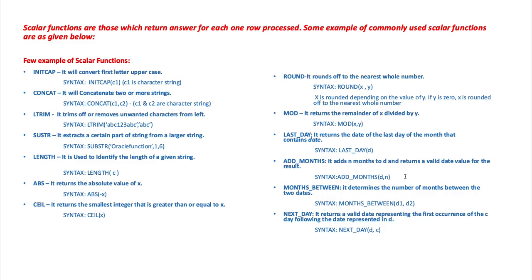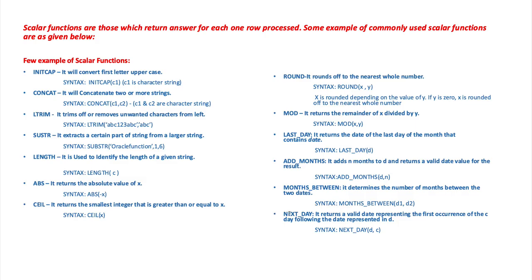Next function is MONTHS_BETWEEN. It determines the number of months between two dates. Syntax is given here: MONTHS_BETWEEN. Suppose we have two dates, d1 and d2, then it will give the months between these two dates.